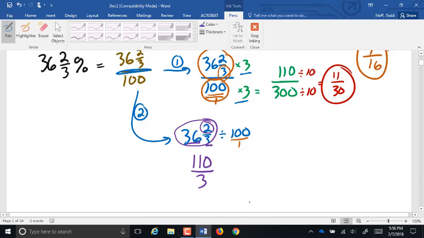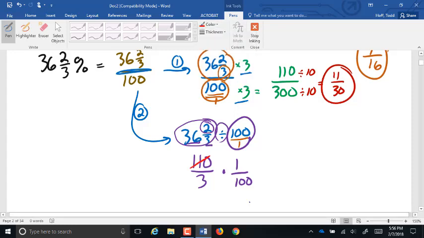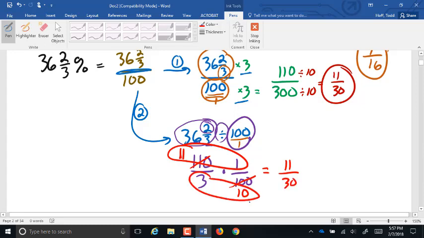And when we divide fractions, we multiply by the reciprocal. So this is going to become times, the reciprocal of this is 1 over 100. I would cross cancel here. Both 110 and 100 can be divided by 10. 110 divided by 10 is 11. 100 divided by 10 is 10. 11 times 1 is 11. And 3 times 10 is 30. We get the same answer.